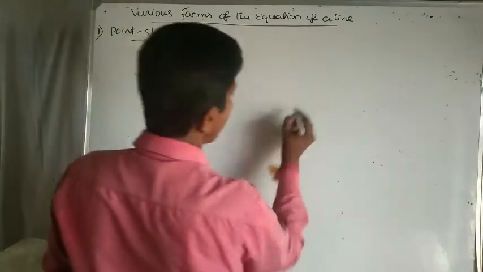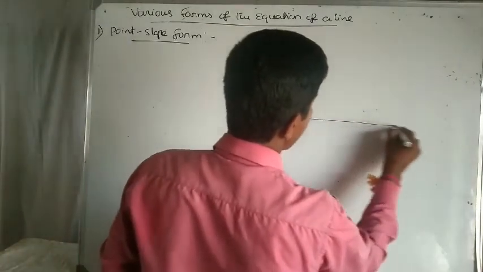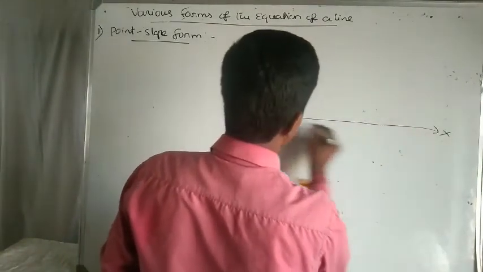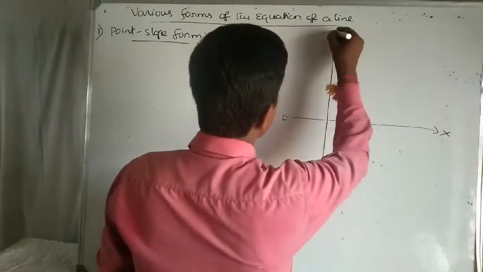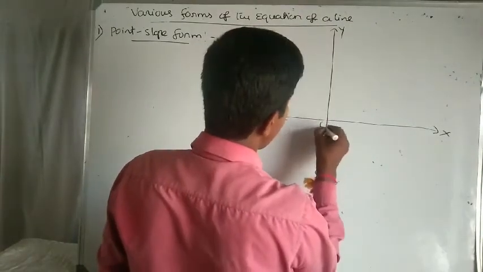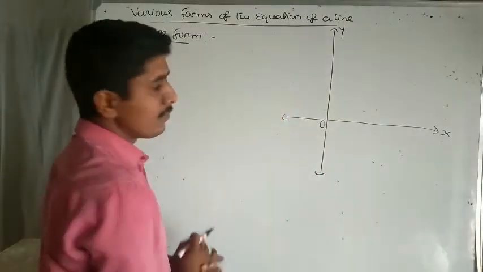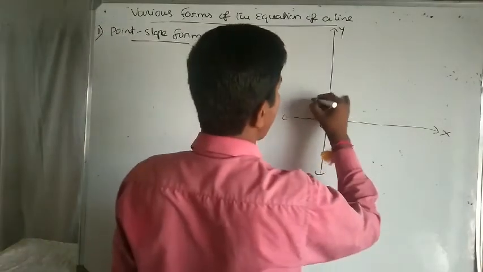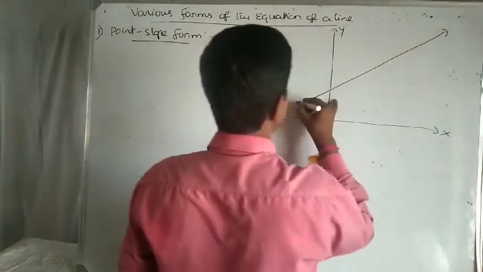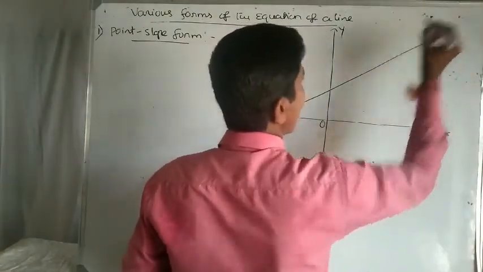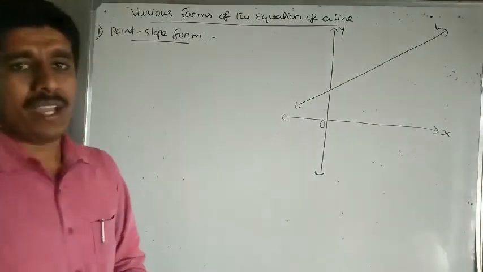Consider the xy plane. This is the x-axis, this is the y-axis, and O is the origin. Draw a line, a non-vertical line. This is the line. Just take a non-vertical line.